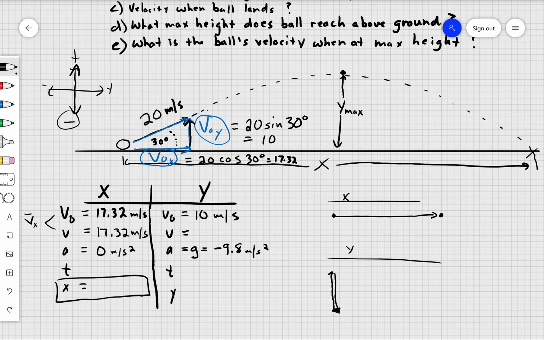In the y dimension, it starts on the ground, travels vertically to a maximum height, and then returns to the ground. So the y displacement, which we know is independent of the x displacement, the y displacement is 0 meters. Starts on the ground, ends on the ground. That's what it did in the y direction.